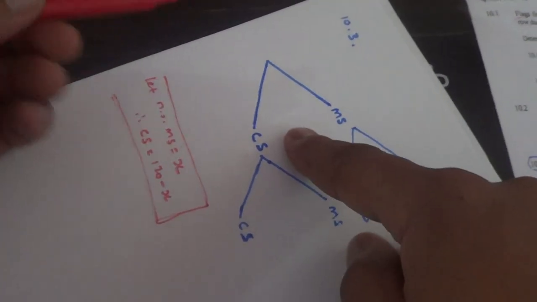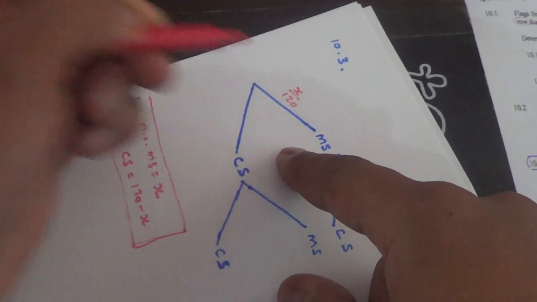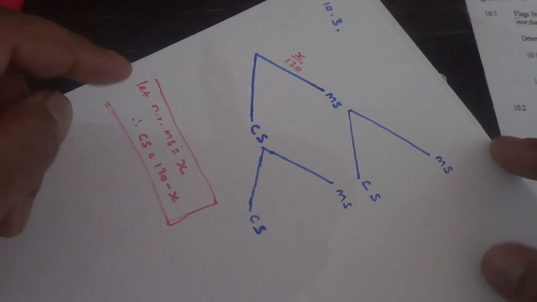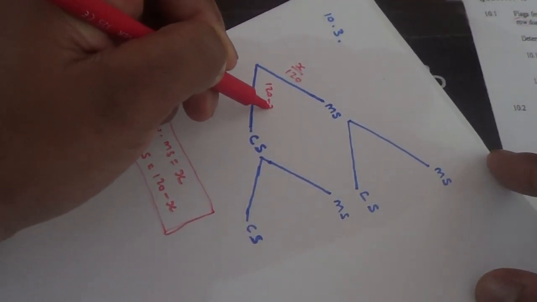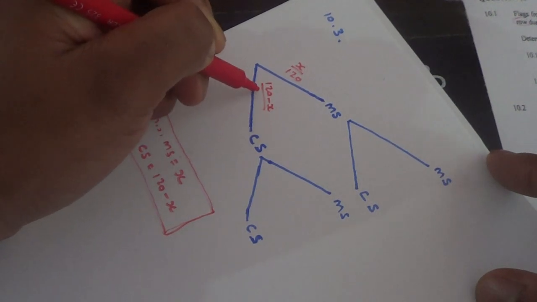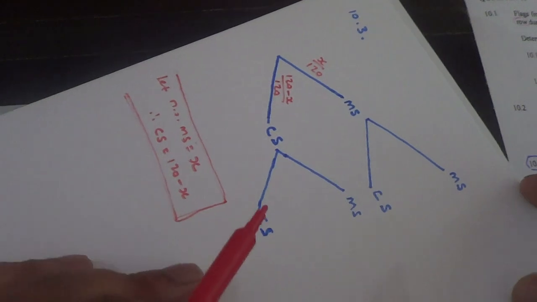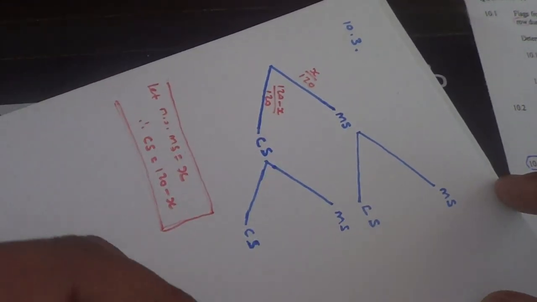So if you're choosing a meat sandwich, there's just X of them over 120. Great. Or how many of these ones is 120 minus X over 120, because the total was 120. Yes. So that's what we have on this arm.